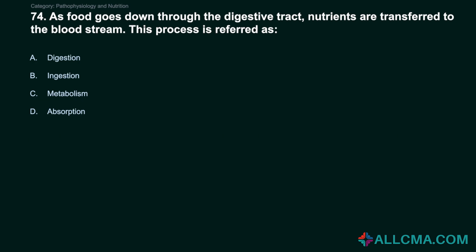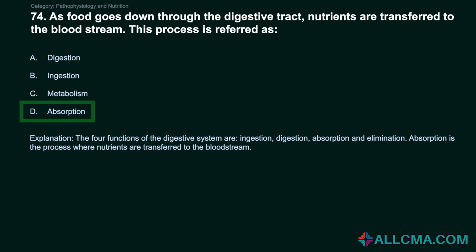74. As food goes down through the digestive tract, nutrients are transferred to the bloodstream. This process is referred to as A. Digestion. B. Ingestion. C. Metabolism. D. Absorption. Correct answer, D. Absorption. The four functions of the digestive system are ingestion, digestion, absorption, and elimination. Absorption is the process where nutrients are transferred to the bloodstream.